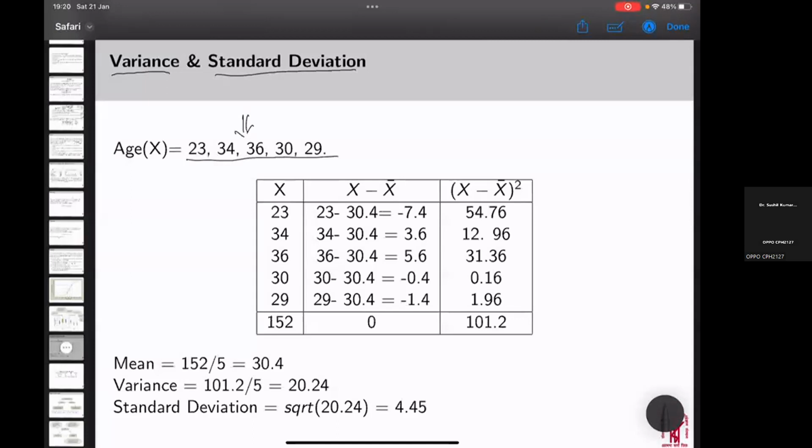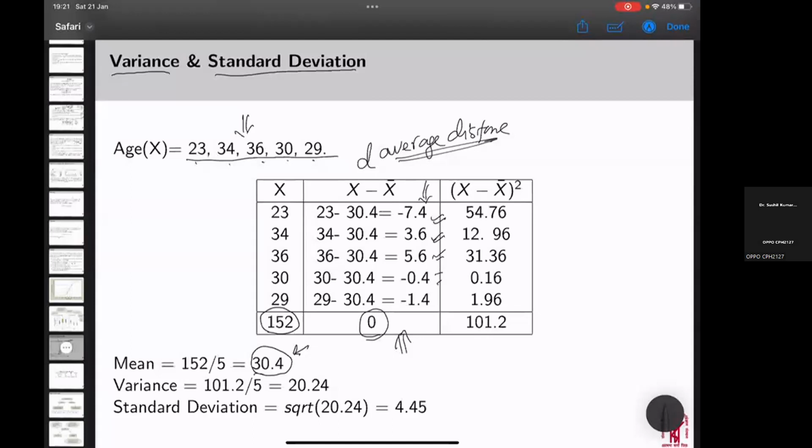The idea is to first calculate the mean. Add all these observations and divide by 5. The mean comes out to be 30.4. Now, if you measure the distance of all these observations from the mean and find the average distance, it will give you an idea of how much variability there is in the data. When you find the differences, some of them are positive and some are negative. And whenever you add all these differences, every time you are going to get 0. This is the property of the mean: if you subtract the mean from all the observations and sum them, it will be 0.